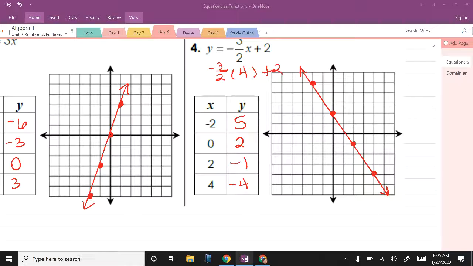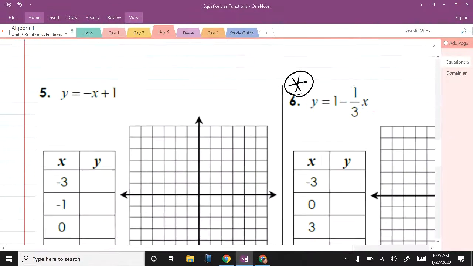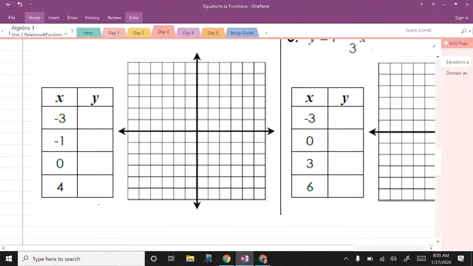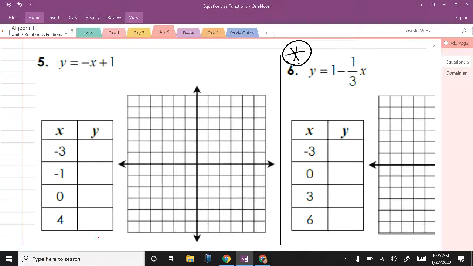All right, we good with that? So we're not going to freak out with fractions, especially when it's divisible by the denominator, right? Okay. Now, look at number 5. Now, people actually mess up on problems like number 5. Why do you think people mess up on problems like number 5?